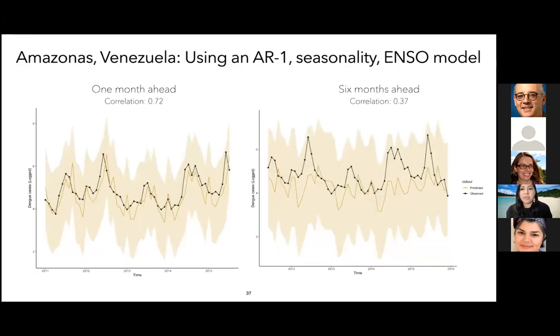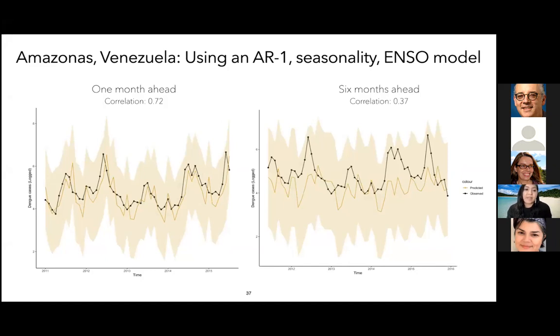Just to show another example, this is from Amazonas and Venezuela, which is showing predictions from an AR1 seasonality and El Nino model. So showing the 1 month ahead predictions still capturing some of the magnitude of the peaks and the lows, but again, the timing still a bit off, and with 6 months ahead, capturing some of the general pattern, but again, missing in magnitude, and really showing kind of the challenge of trying to identify what models work best when we're looking only at the monthly predictions.